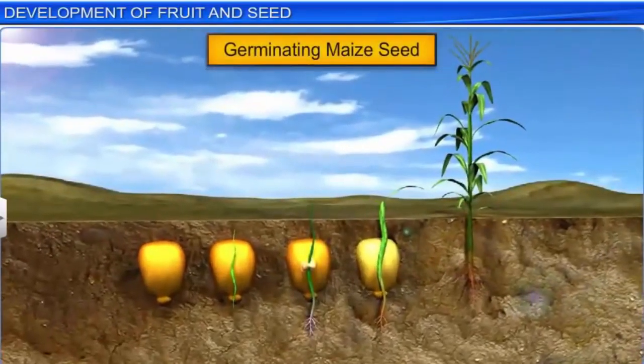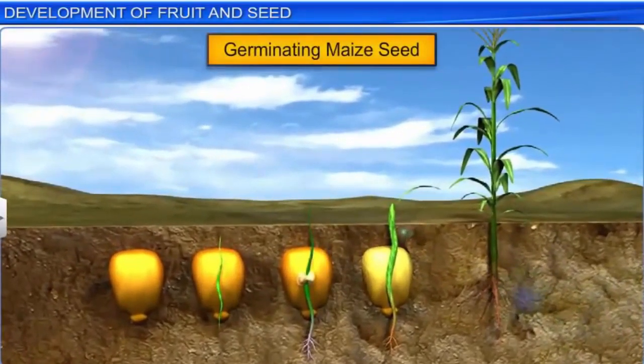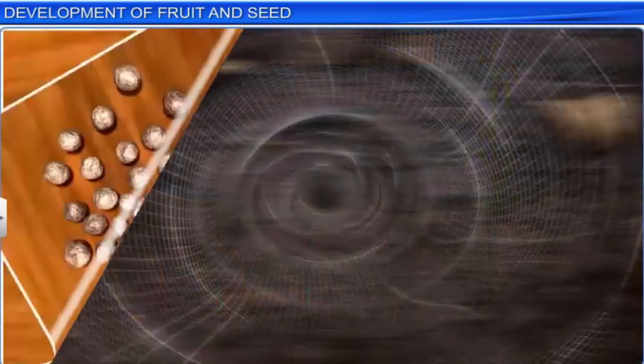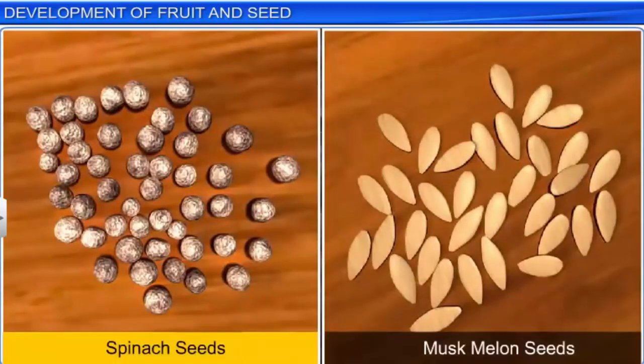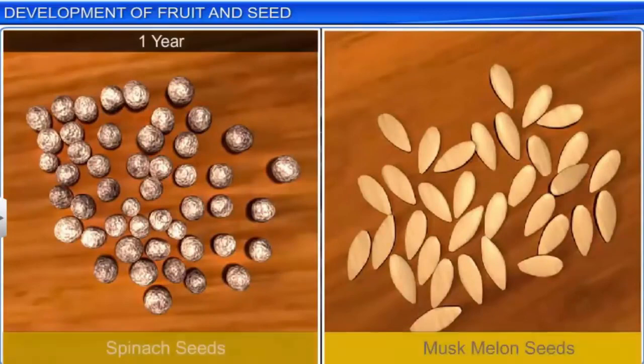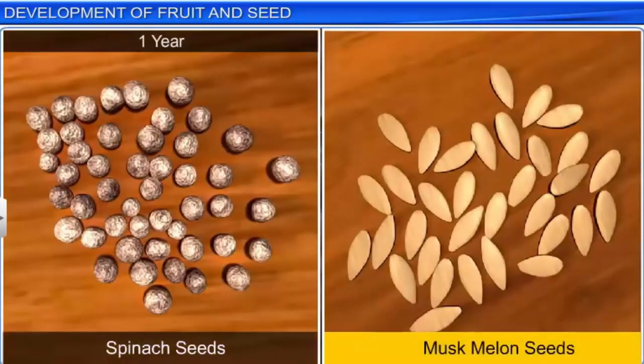Conversely, conducive conditions that provide favorable temperature and appropriate water awaken the dormant embryo, and the seed germinates, with the embryo developing into a seedling. This ability of the seed to germinate is called seed viability, and it varies across seeds of different species. The seeds of spinach, for instance, remain viable only for a year or so, whereas muskmelon seeds remain viable for 5 years.